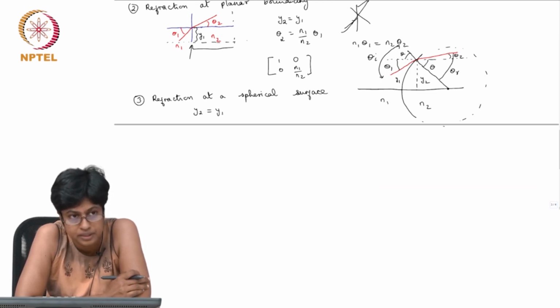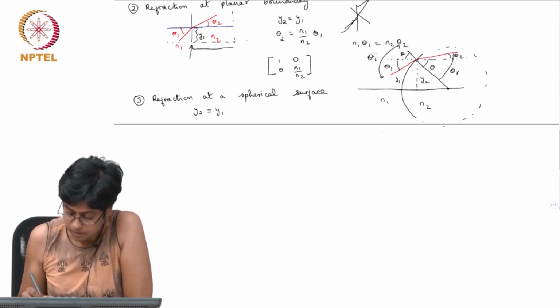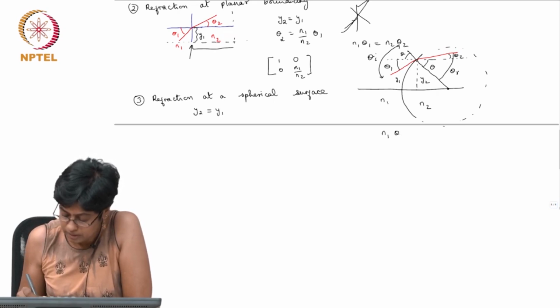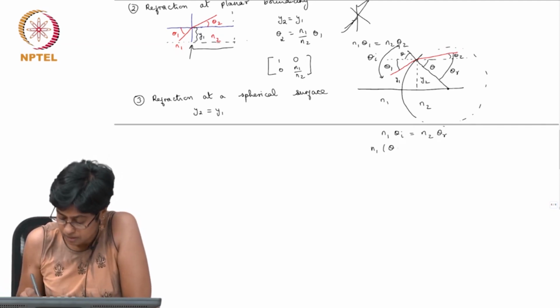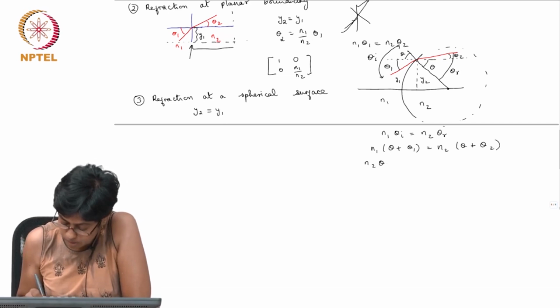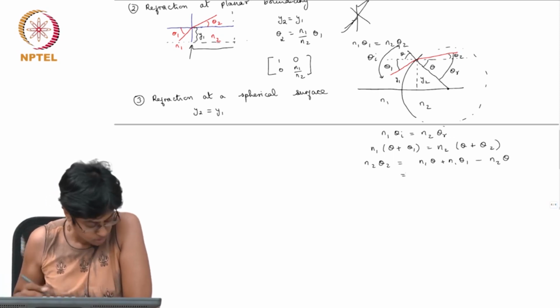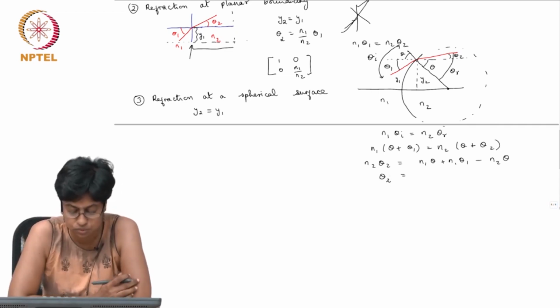We need now from this figure to figure out an expression for theta 2 in terms of theta 1, right? So let me do that here. We start with Snell's law. So that is n1 theta i is equal to n2 theta r, which is nothing but n1 times theta plus theta 1 equals n2 times theta plus theta 2, and n2 theta 2 is going to be n1 theta plus n1 theta 1 minus n2 theta. So I can write this, and in fact I am interested in theta 2.